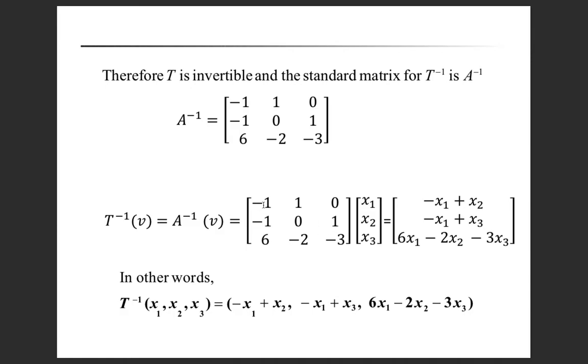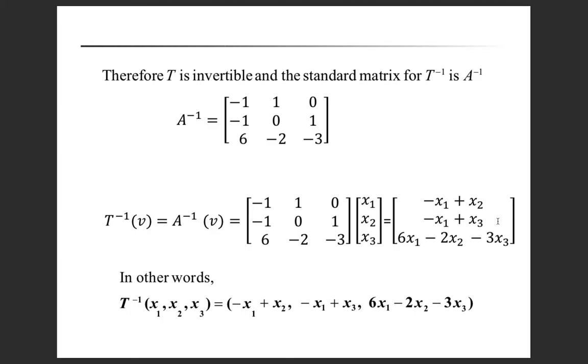If you multiply this 3 by 3 matrix by this column matrix of order 3 by 1, we get minus 1 into x1 plus 1 into x2 plus 0 into x3, means minus x1 plus x2. For the second element, minus 1 into x1, 0 into x2 plus 1 into x3. So minus x1 plus x3. Again for the third element, 6 into x1 minus 2 into x2 minus 3 into x3. So 6x1 minus 2x2 minus 3x3.